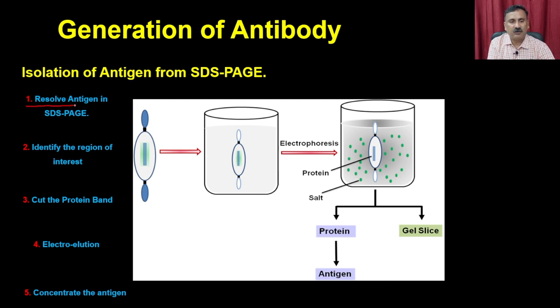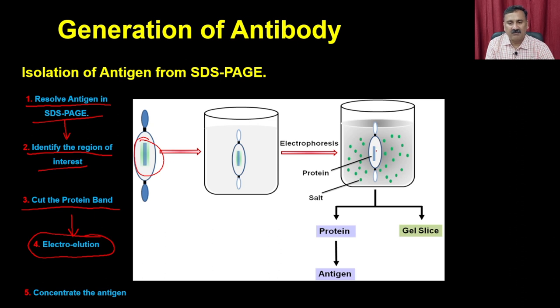First, you are going to run the antigen on the SDS-PAGE, followed by identifying the region of interest. Then you are going to cut the protein bands and put them into a dialysis bag. This dialysis bag you are going to keep in a horizontal apparatus and perform the electrophoresis. As a result, the protein band is going to be electroeluted from this acrylamide block and come into the dialysis bag. Then you can concentrate the antigen, and you can use this antigen for the injections into the animal.